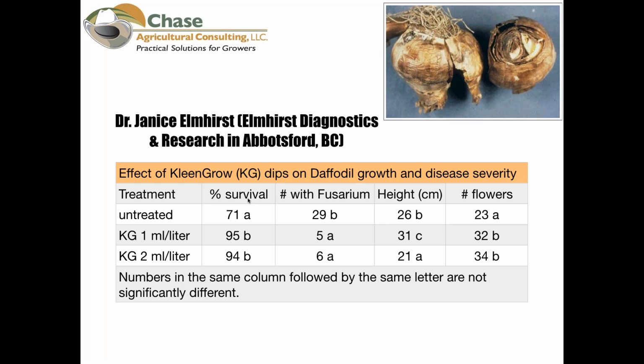And what we see here is from 71% survival of the daffodils when they were not dipped to 95% if they were dipped. The number with Fusarium dramatically dropped. The height was different as well. And honestly, if you just focus on the Fusarium data, the dipping was really important on the daffodils for knocking out the plants with Fusarium and for allowing many more of them to grow and become saleable plants.